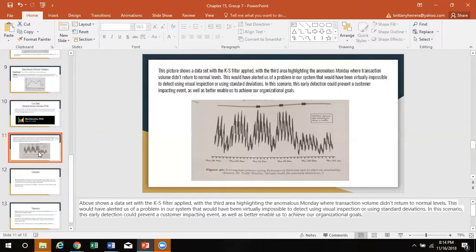This picture shows a data set with the KS filter applied, with a third area highlighted: the anomalous Mondays where transaction volume didn't return to normal levels. Basically, this would have alerted us to a problem in our system that would have been virtually impossible to detect using visual inspection or standard deviations. In this scenario, the early detection could prevent a customer-impacting event, as well as better enable us to achieve our organizational goals.